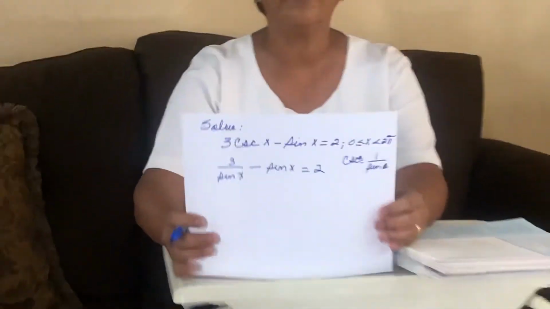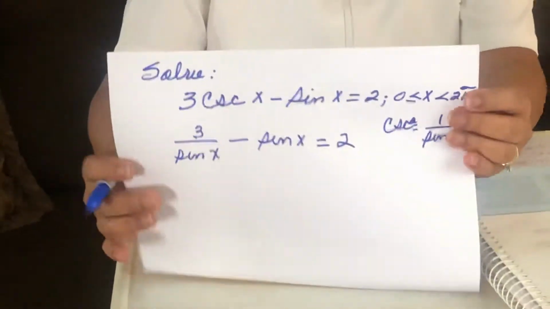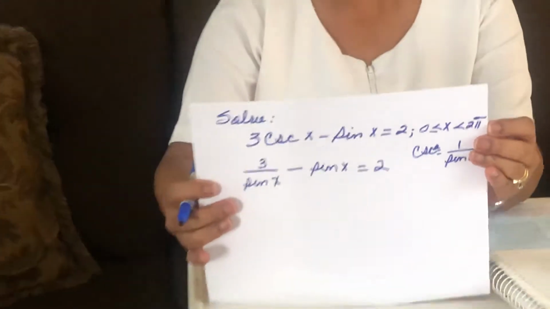So the first thing we have to know is our identities. As you all know, cosecant of theta is equal to 1 over sine of theta. Then we just do the replacement, so it will be 3 divided by sine of x. In this case, theta is equal to x, minus sine x equals 2. Also, we need to make sure that the answer we're going to find will be within the interval already stated, which is between 0 and 2 pi.